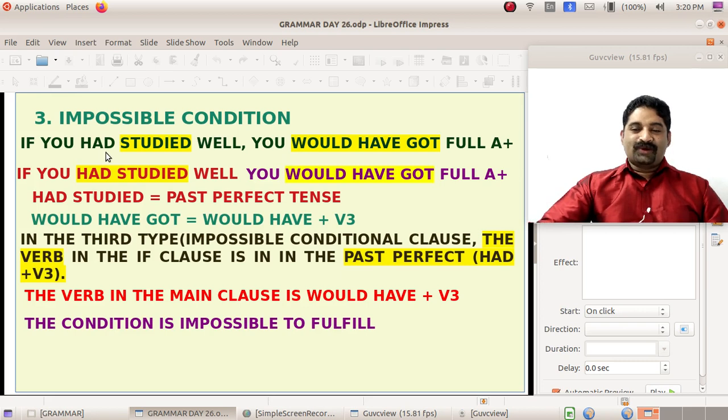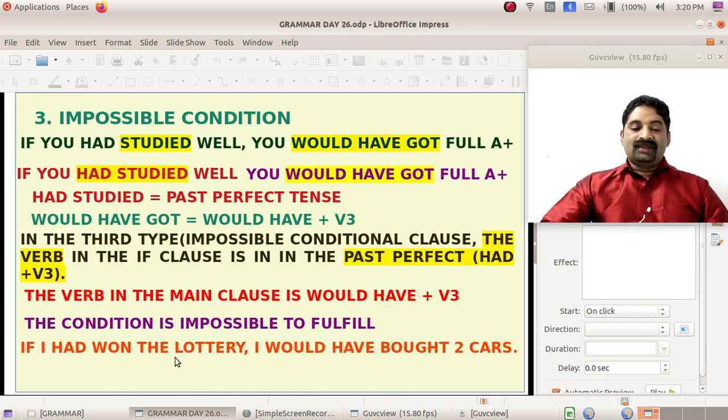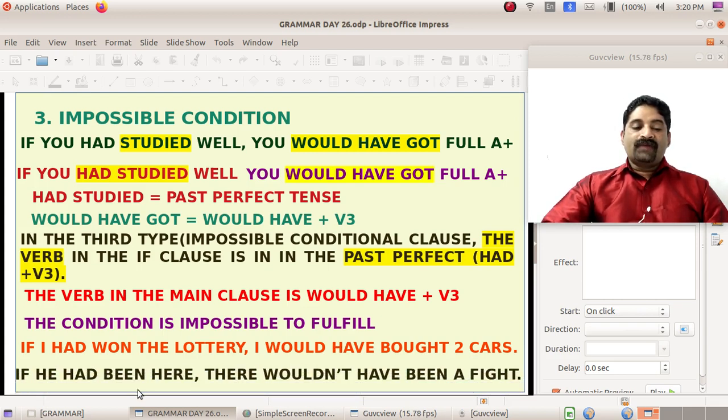Okay, it's not possible now. Maybe you can go for an improvement. But as per now, it is impossible. If you had studied well, you would have got. And see, if I had won the lottery, I would have bought 2 cars. Not bought. It's not possible now. If he had been here, there wouldn't have been a fight.